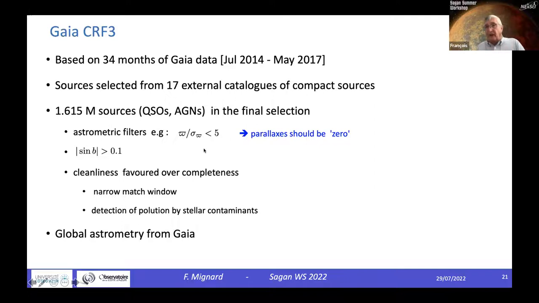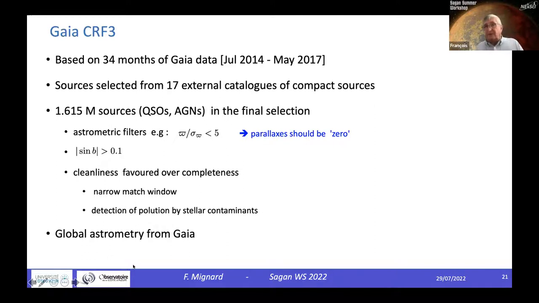Astrometric filter. Many filters are used to select the sources. I don't go into detail, but essentially you say a source must have a nearly zero parallax, not a significant parallax. It must have a not significant proper motion. And there are many other filters which are used to ensure there is the minimum of stellar contaminants in the selection. So we privilege cleanness over completeness. Completeness is not important. We want to be almost sure that a source is actually an extragalactic source and not a star without parallax and with a proper motion. So cleanness, and impose a narrow window to avoid contamination by stars, and detection as soon as possible, as best possible, of stellar contaminants, which is quite difficult to do. I don't enter into detail.